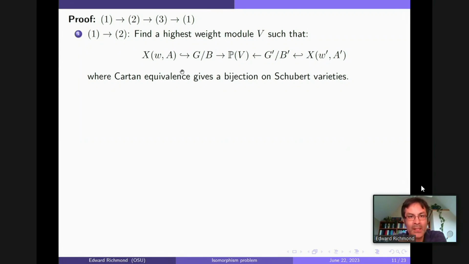PV. Now these maps don't have to be well behaved on the flag variety level. They just have to be behaved well enough on the Schubert variety. And the Cartan equivalence is exactly what you need to guarantee this. And then what you get is an algebraic bijection between these two Schubert varieties. And since Schubert varieties are normal, it's a result of Zariski's main theorem that algebraic bijections are actually algebraic isomorphisms. Okay, so that's 1 implies 2.